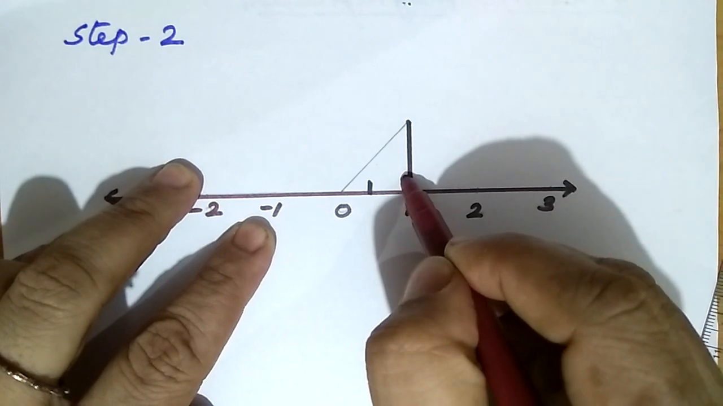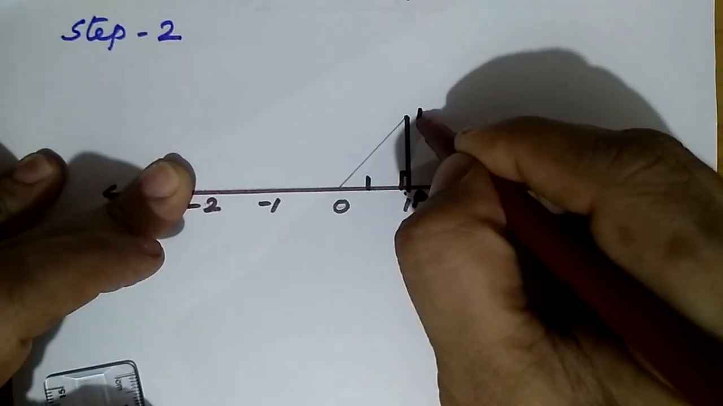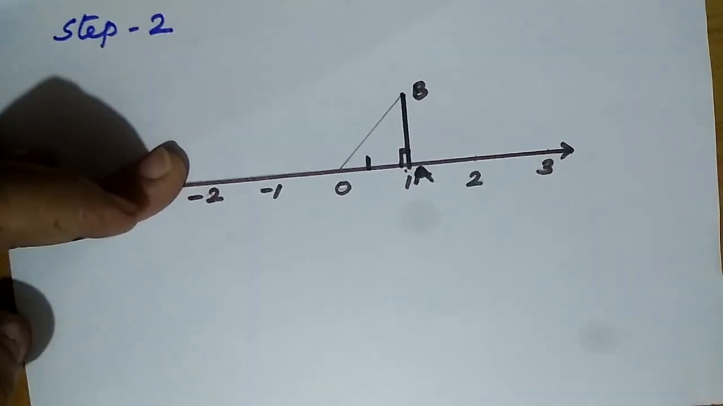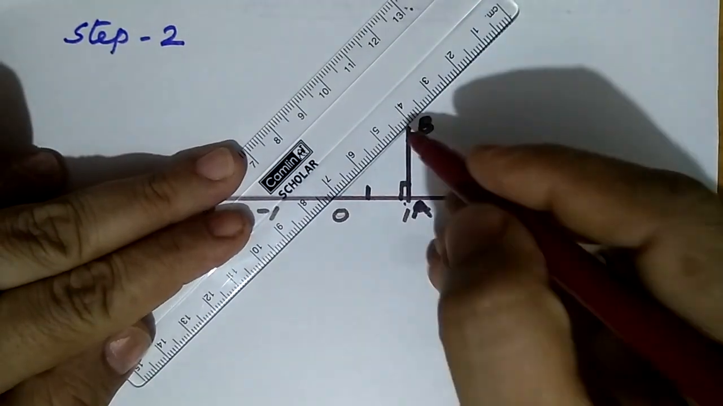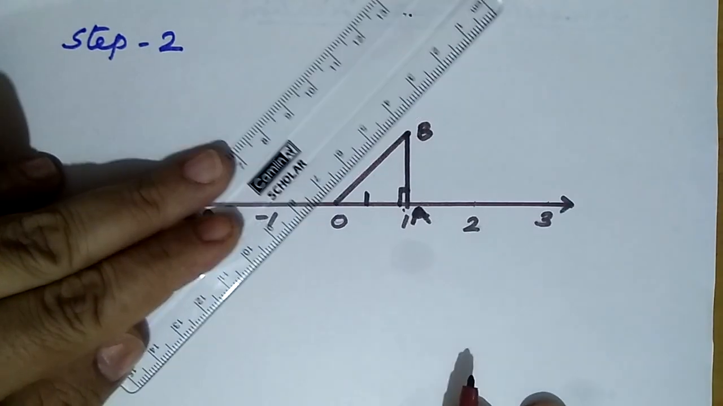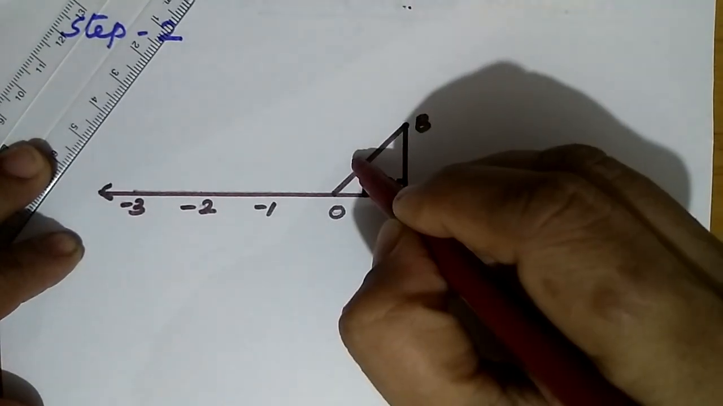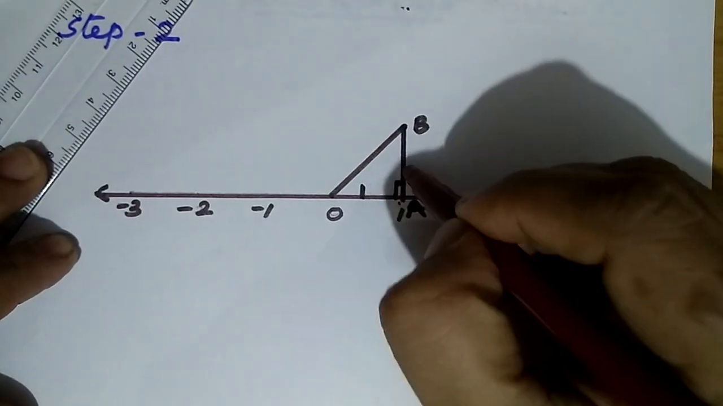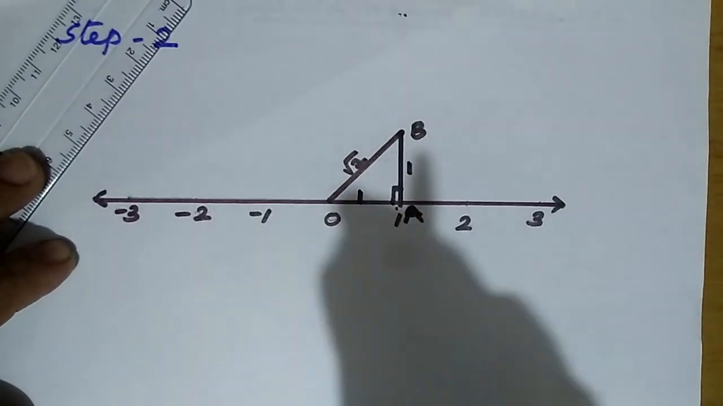Now this angle is 90 degrees because you have used the protractor there, and this point we are marking as B. Now I'll join OB. OB is the hypotenuse. So now we are getting the right triangle with the hypotenuse. Base 1 centimeter, height 1 centimeter, then the hypotenuse is root 2.